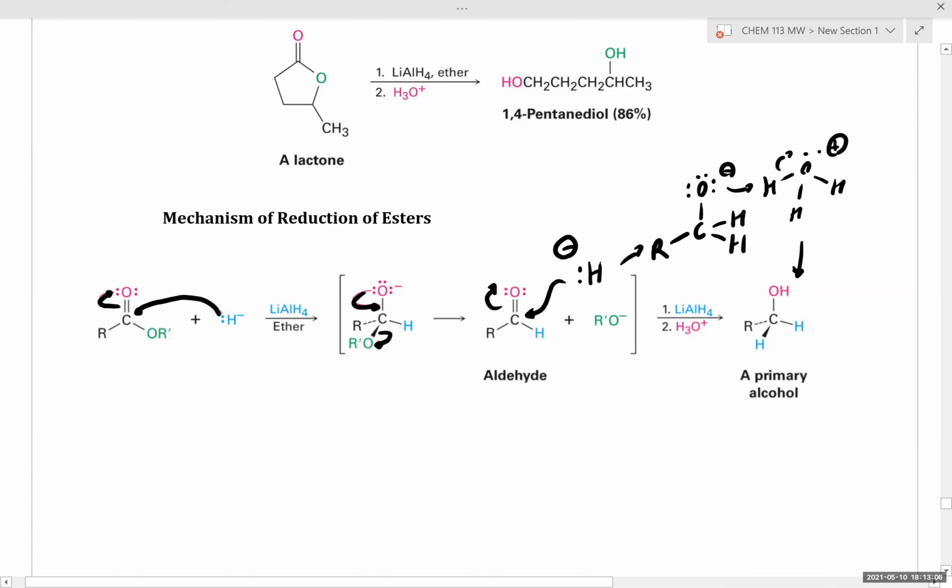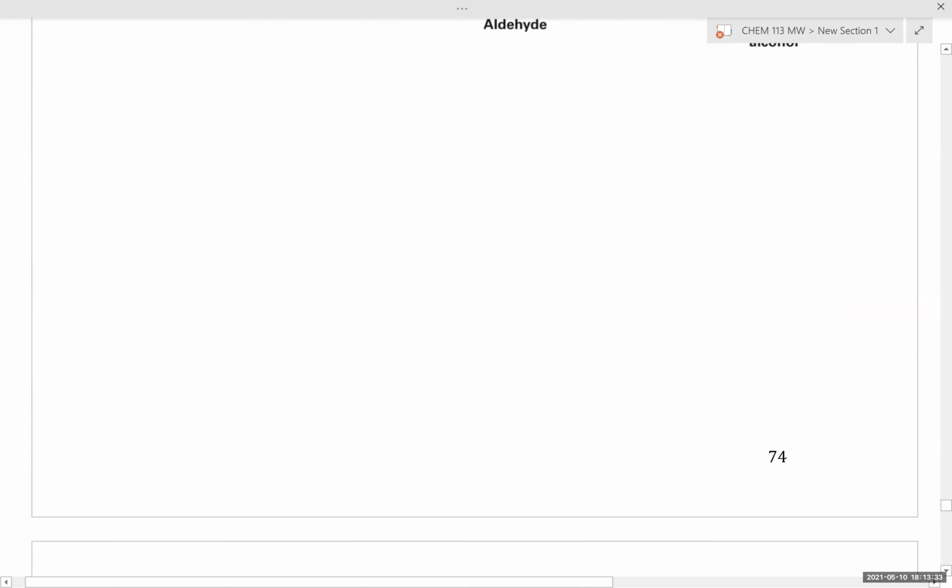Does this mechanism look familiar to everyone? Does this mechanism for ester reduction look familiar? Okay, let's keep going then.